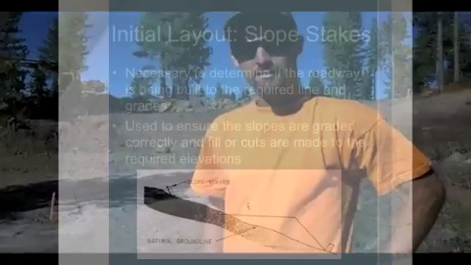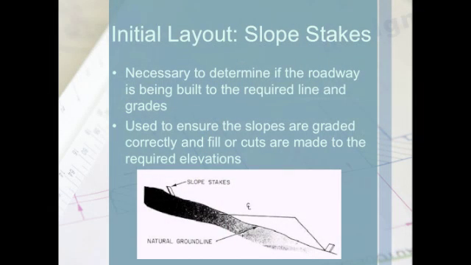Slope stakes are necessary to determine if the roadway is being built to the required line and grade. They are used to ensure that the slopes are graded correctly and the fill or cuts are made to the required elevations. The picture below illustrates the typical installation of a slope stake.